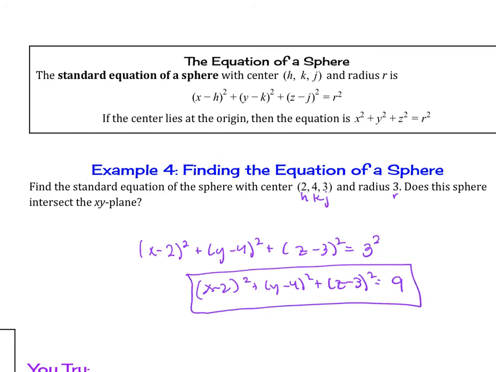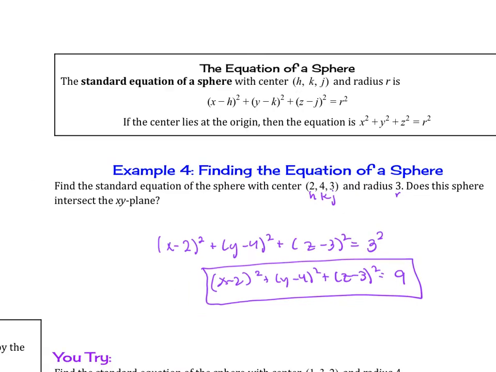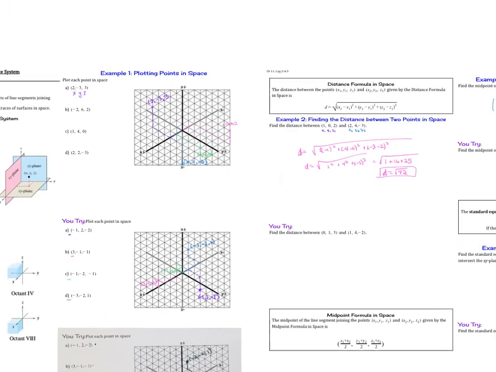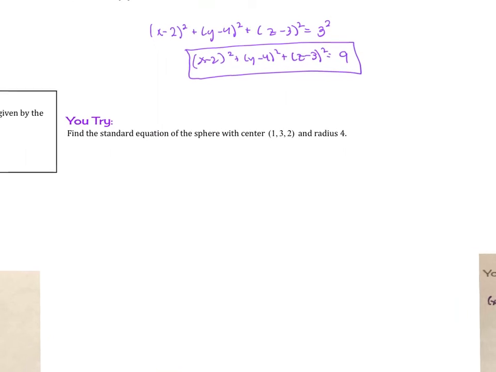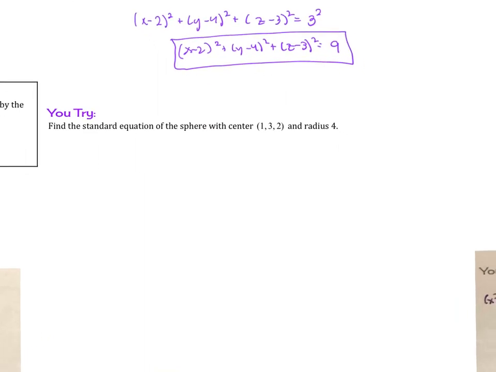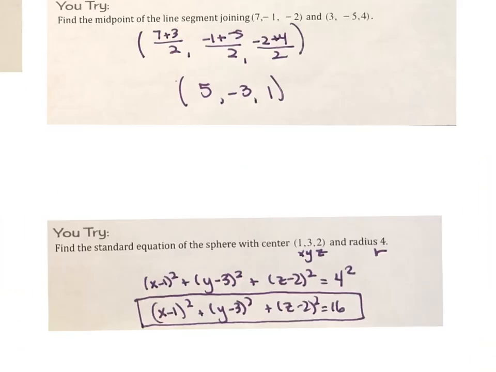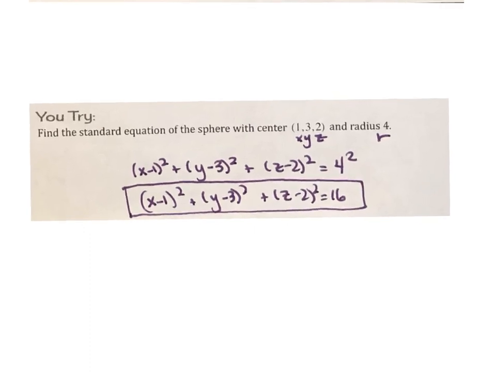And it does ask if the sphere intersects the xy plane. So if you were to graph this, the center at 2, 4, and 3, and radius 3, you would see that yes, it is in the xy plane. You could do that if you wanted to over in this extra plane here. Now we're going to find the standard equation of the sphere with center 1, 3, and 2, and radius 4. All right, if you tried this out, you should have gotten x minus 1 squared plus y minus 3 squared plus z minus 2 squared equals 16.